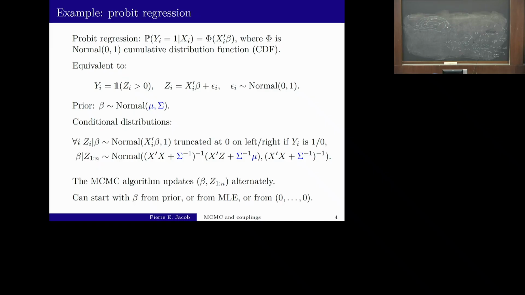Okay, so that's the conditional distribution of one of those z's given beta, and of course given the data, y and x. So here I hope it's not too confusing. Usually I call x the Markov chain, but in just this slide for the probit regression, x is the covariate in the probit regression.